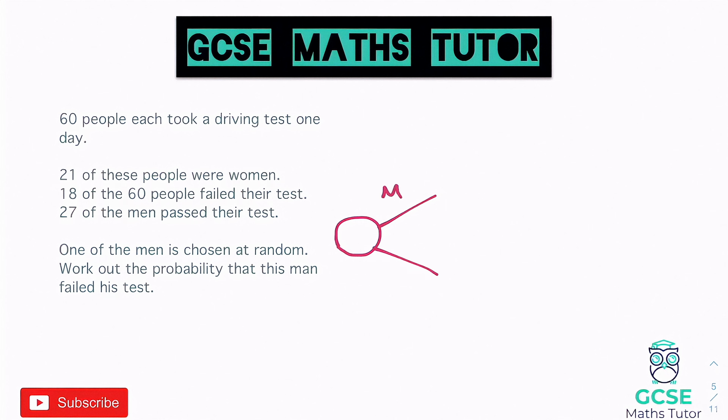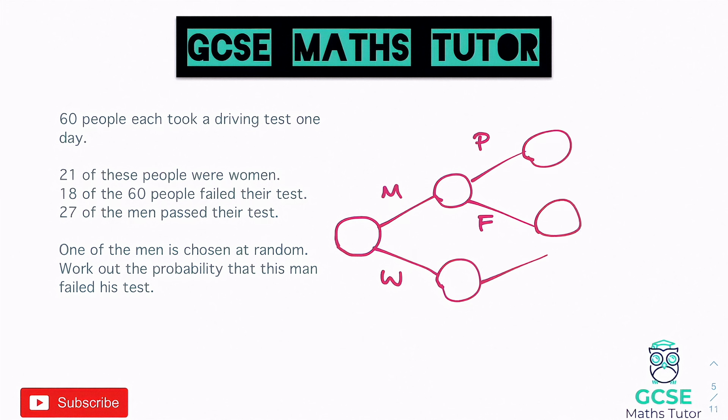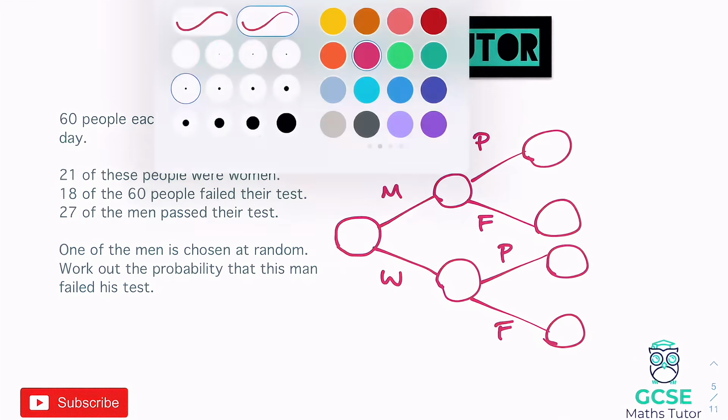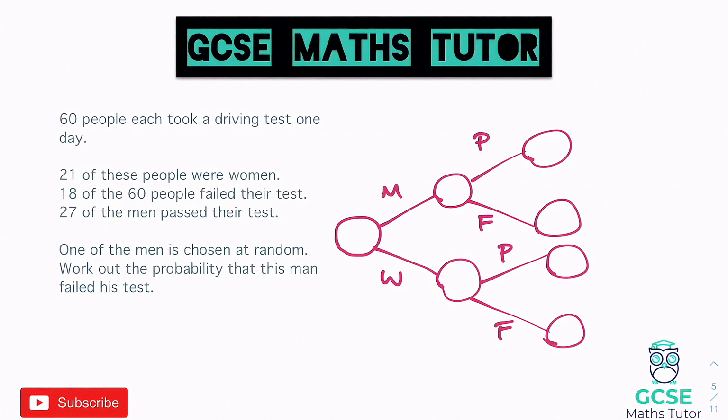We've got men and women, and then off each of those branches they either pass or fail. I'm just going to put P for pass and F for fail. There we go, and there's the tree. So pass, fail. So if we go about filling in the information we've got then, we've got 60 people took a driving test, so 60 at the start. 21 were women, so 21 down here.